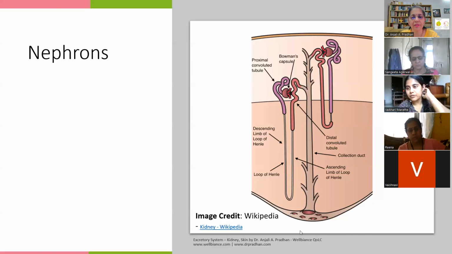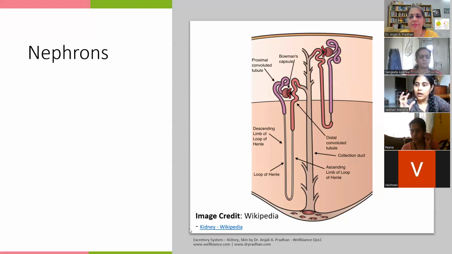Ma'am, I have a question. Yes. So, when you say that loop of Henle and some part of distal convoluted tubule are in medulla, that means, sorry, come again, please. So loop of Henle and some part of distal convoluted tubule, are they in the part of the pyramid, the front part of the pyramid, and the Bowman's capsule is in the cortex, the upper part, where the base of the pyramid starts?